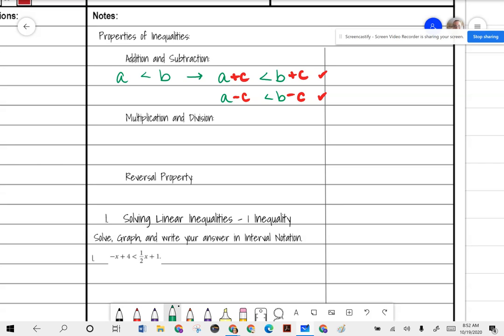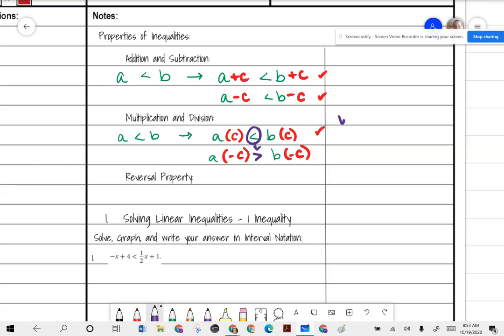With multiplication and division, there is a minor adjustment that you have to pay attention to. So let's take a look at this. If I say that A is less than B, I can multiply by a number. So I'm going to multiply by C to both sides, and that is absolutely fine. Here's the part where you have to pay attention. If I multiply both sides by a negative value, you must flip the inequality.